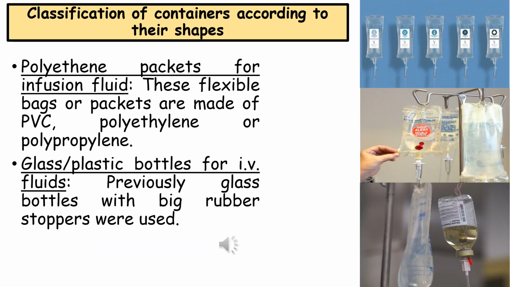Polythene packets and glass bottles for infusion or intravenous fluid. These polythene packets and glass bottles are used to store and pack the intravenous or infusion fluid for the purpose of intravenous therapy. These intravenous fluids get delivered directly into a vein through a drip from the packets and bottles that are connected to an intravenous line. So these were the packaging formats of containers according to their shapes.